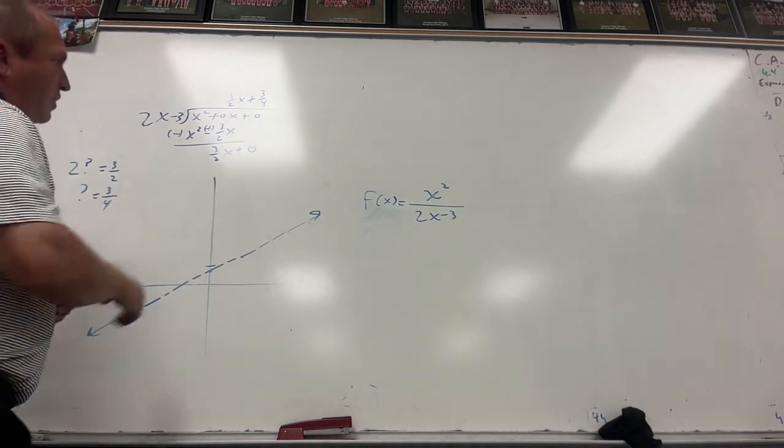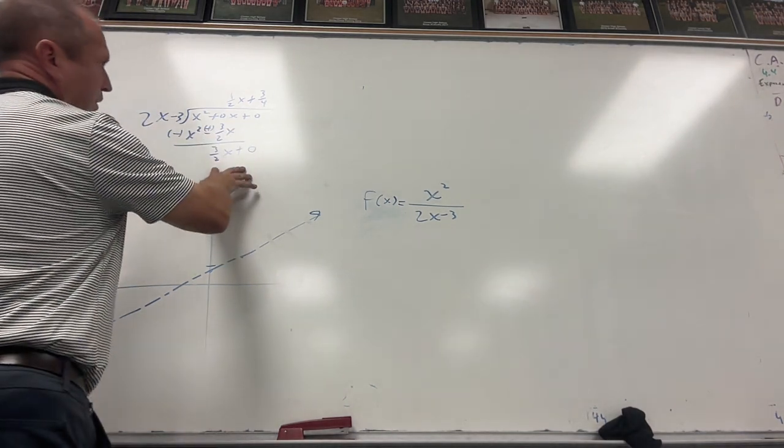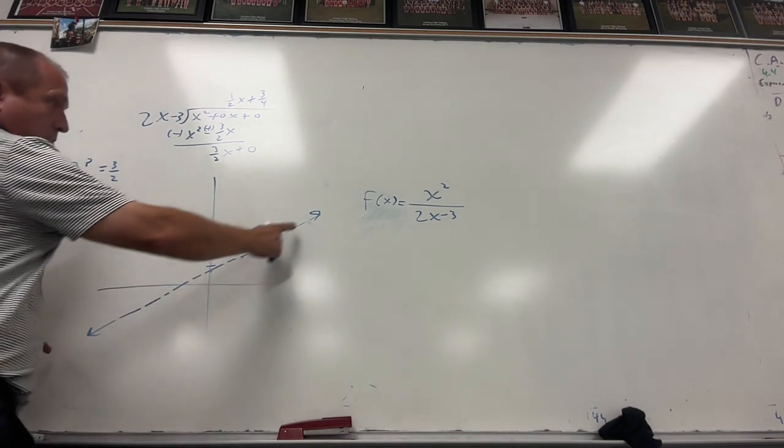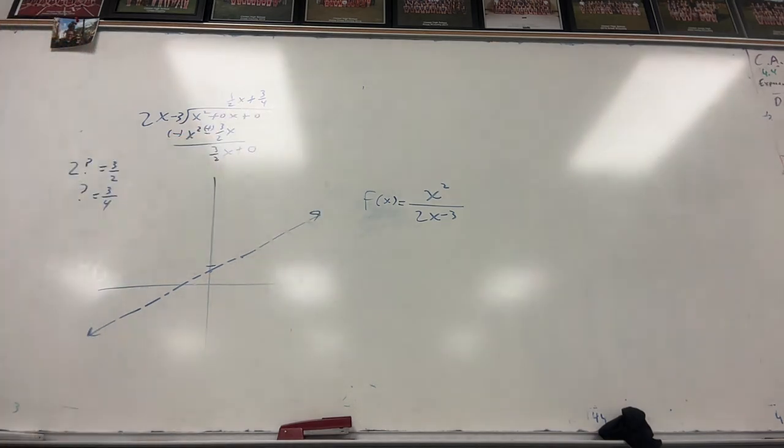And when we do long division, you do end up getting a remainder here, but the remainder, as far as curve sketching is concerned, does not play into how the graph goes. And it does not play into the slant asymptote at all. Here is your slant asymptote. It's 1/2 x plus 3/4.